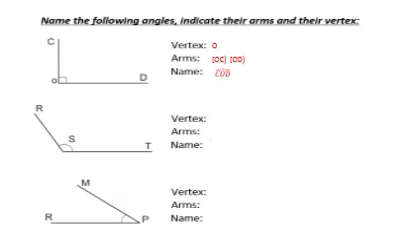For the second angle, the vertex is S. The arms are ST and SR, and the name of the angle is RST or TSR. Both of them are correct as long as you put the vertex in the middle. For the third one, the vertex is P. The arms are PM and PR, and the name of the angle is MPR.